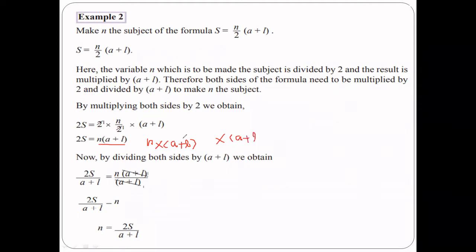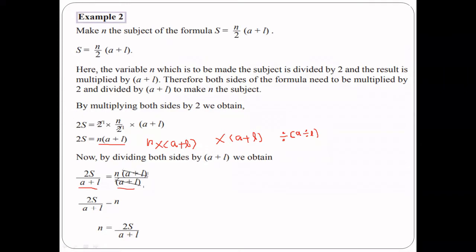So how to remove multiply by a plus L? We have to do the inverse operation, that is dividing by a plus L. That is the inverse operation. Then only you can remove this a plus L from the right hand side. So this way, divide both right and left by a plus L. Then you can cancel out this bracket with this bracket.